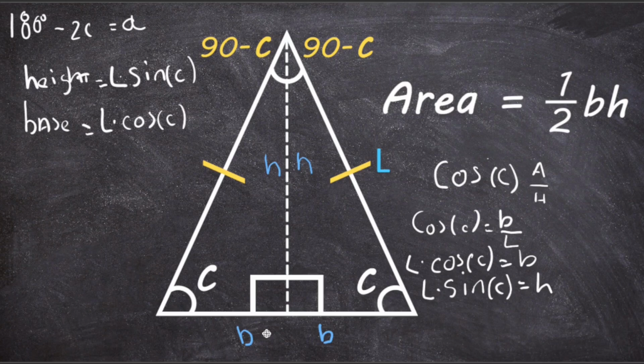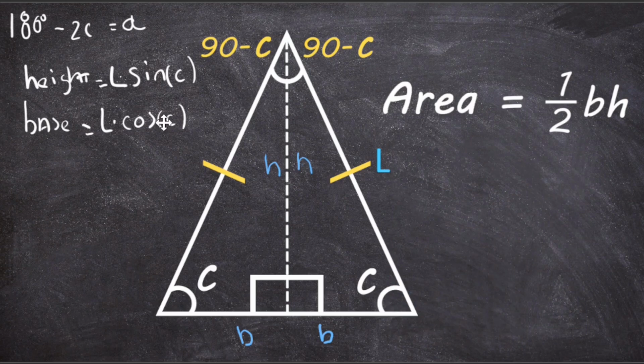Are the bases the same length? Well, they must be, because L for this triangle is the same, because it's an isosceles triangle, and the angle is C as well. It's the same angle. So both these bases have the same length.